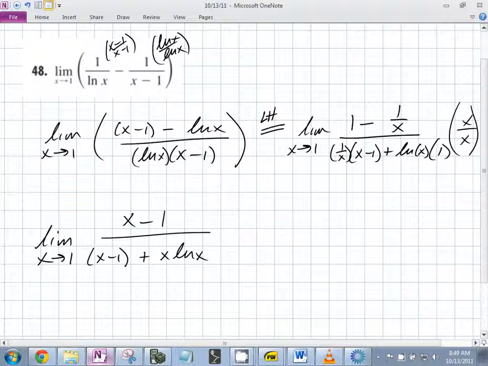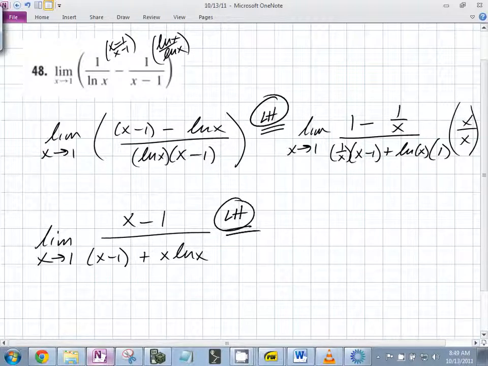Not quite. Why did I multiply by x there? Well, maybe you'd be able to evaluate it anyway, but the derivative is a little nicer. We can apply L'Hopital's rule. We'll say LH. The book uses H. I like using LH. What do you end up with?